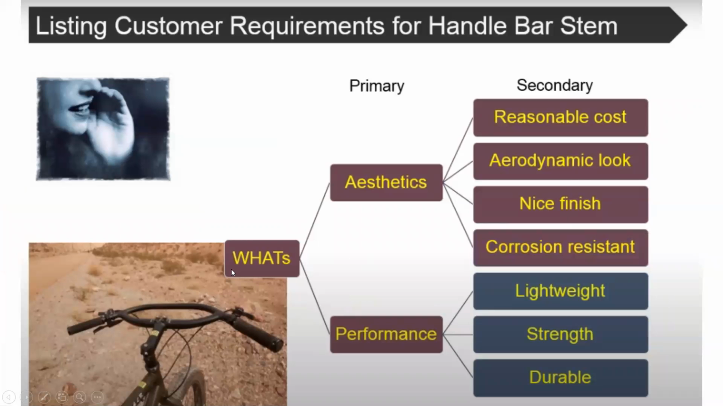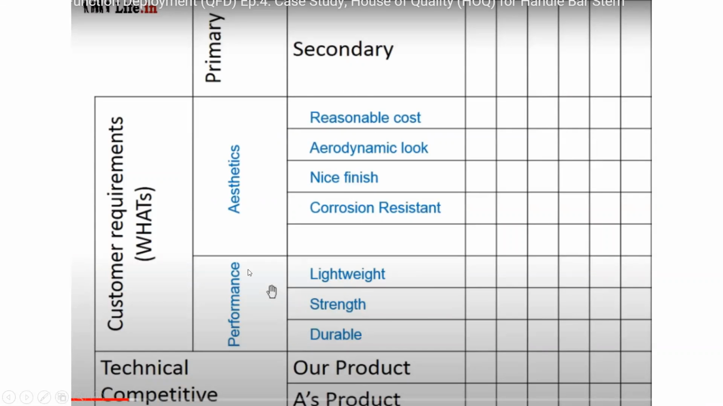How to develop the what for this model? This one is the beauty and performance. So we break down to primary and secondary. We can focus on reasonable cost, the outlook, finishing, corrosion resistant, and this is the performance. What is the requirement from the customer? So I put it into here, in the customer requirement, and make it nicely.